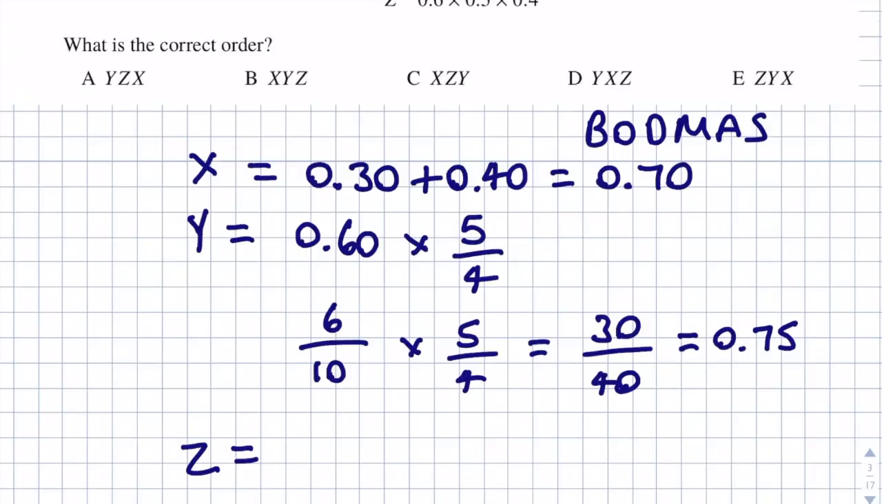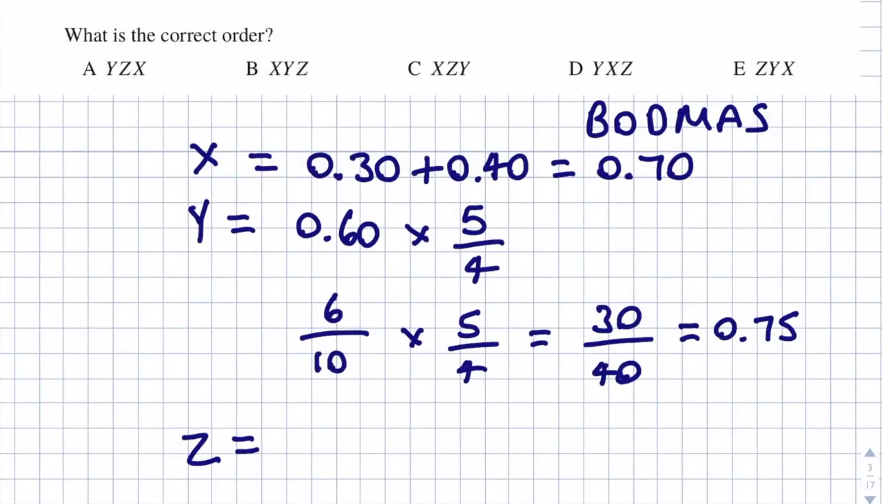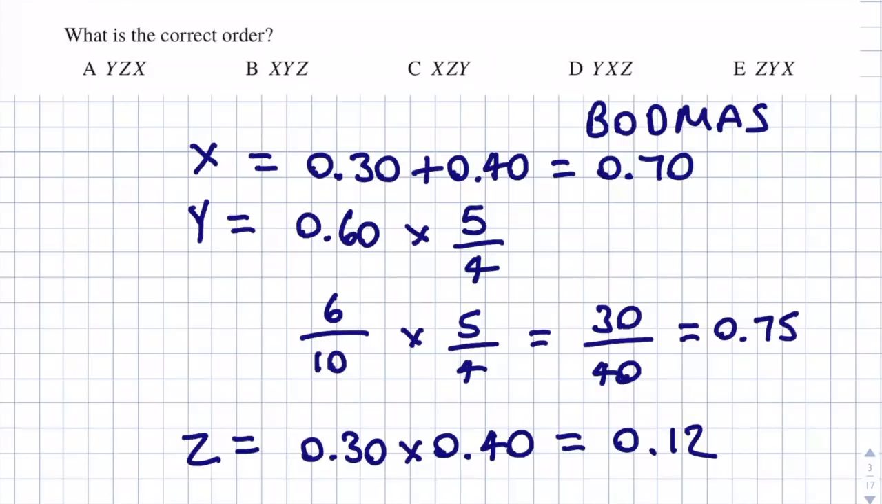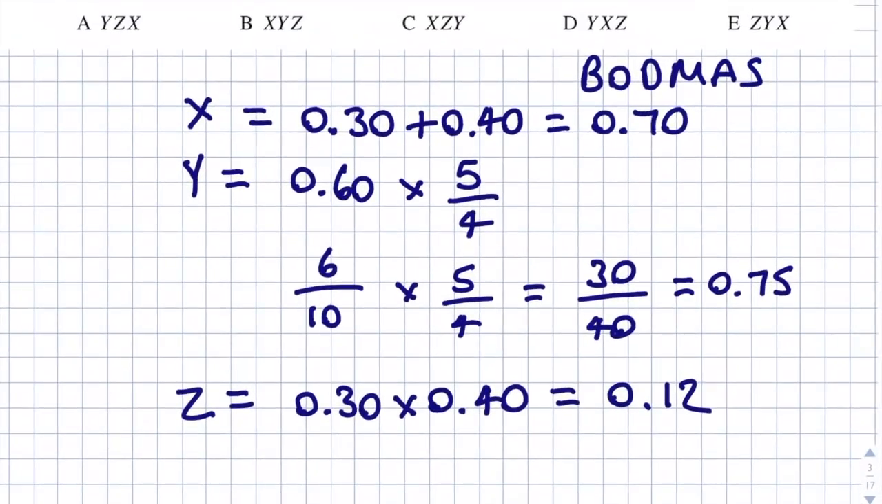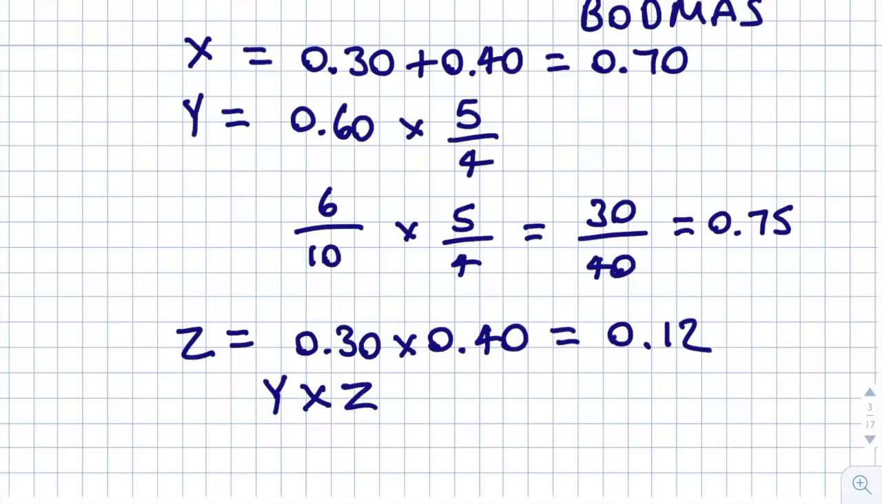So we know that 0.6 times 0.5 is 0.30, times 0.40, which is 0.12. So in descending order, the highest value is Y, followed by X, followed by Z. And that is answer D. So therefore, the final answer is D.